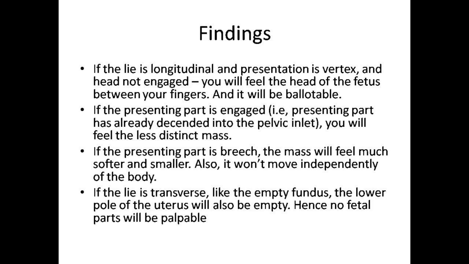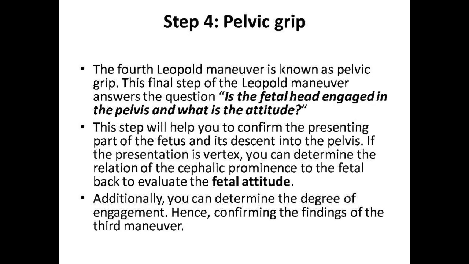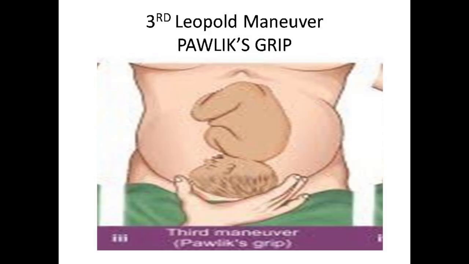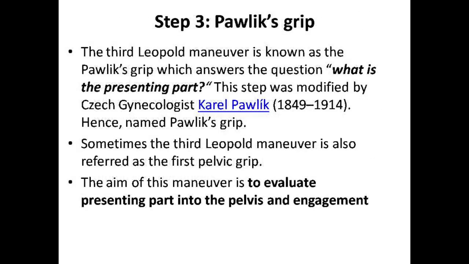Okay. So this is about what? The third Leopold maneuver, which is known as Pawlik's grip, which will help you to evaluate the presenting part in the pelvis, whether it is a vertex presentation or breech presentation. Along with that, you can also identify the lie as well as whether engagement has happened or not.